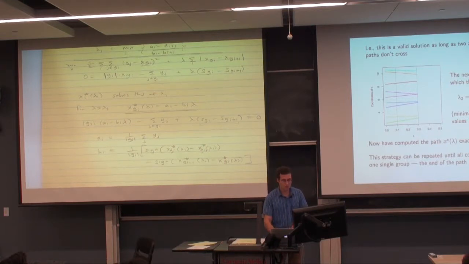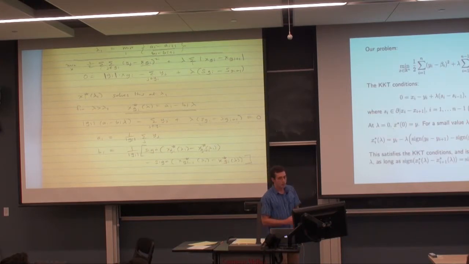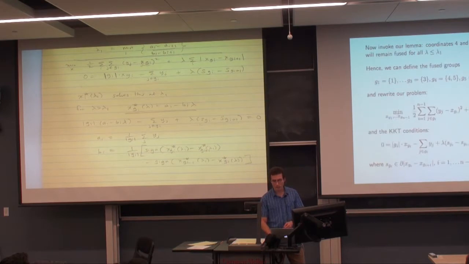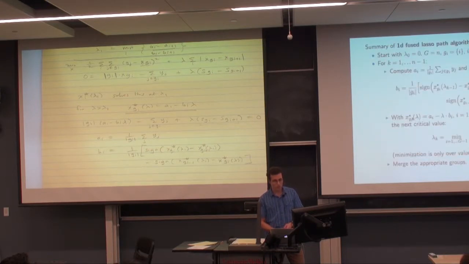So the solution here is unique, right? Because this problem is strictly convex. Look at this problem. So actually this is the solution path. It's not a solution path, it's the solution path. So there's only one and it's piecewise linear and it has this exact behavior. So here's a summary of the algorithm.